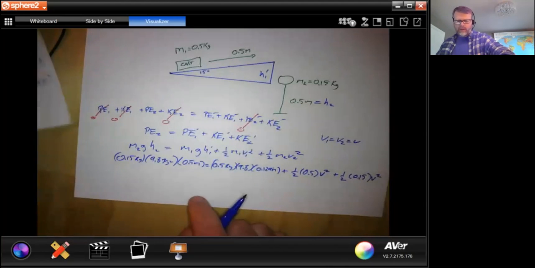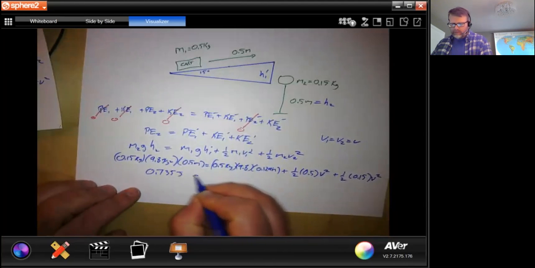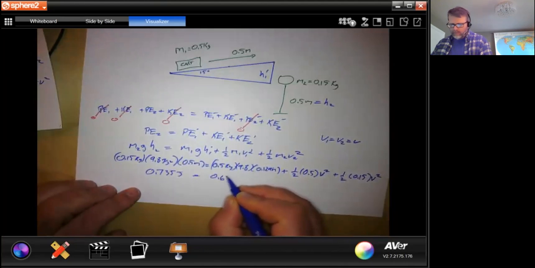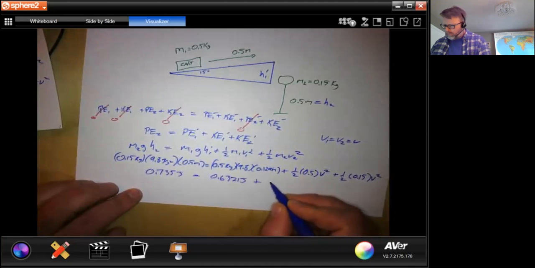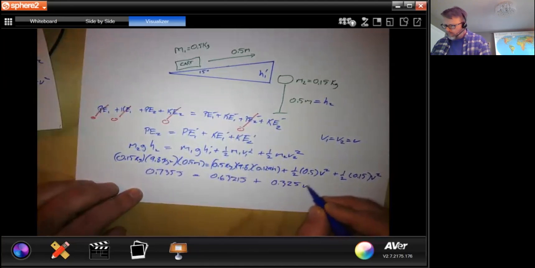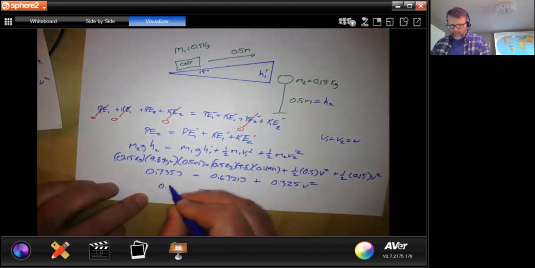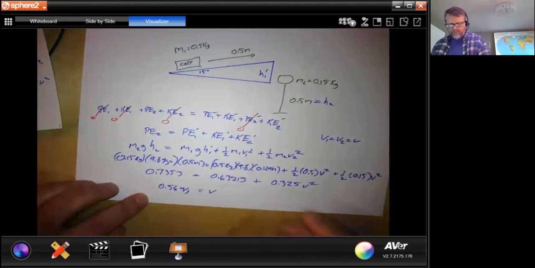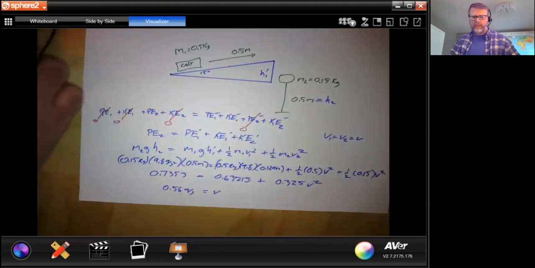Okay, now we can start working on our calculator here. This should be 0.735 joules equals. That's going to be 0.5 plus 0.075, so that should be 0.032. Okay, so that is our velocity in meters per second.